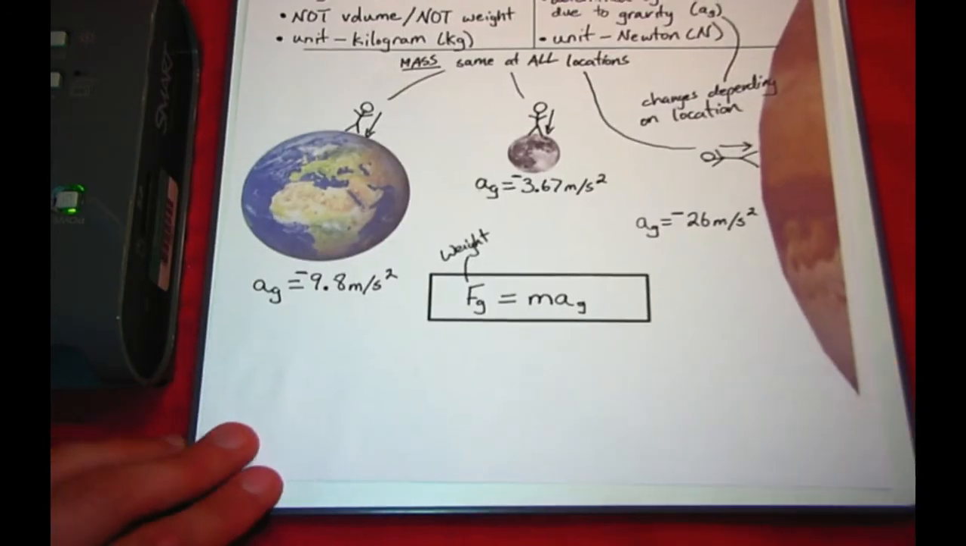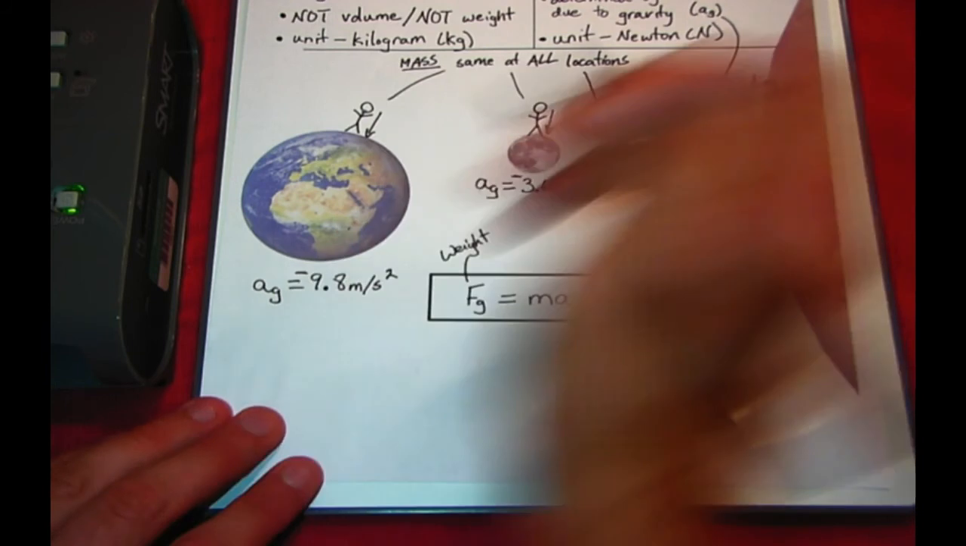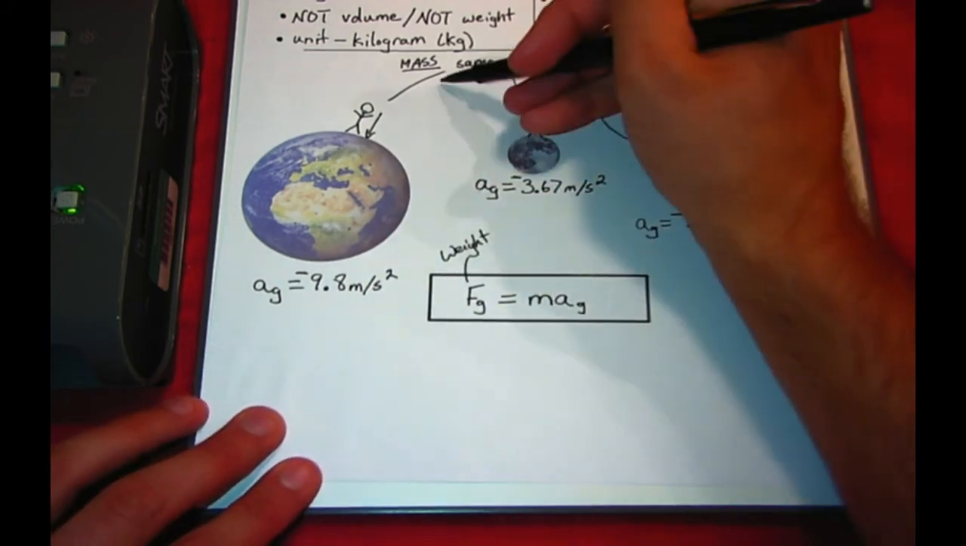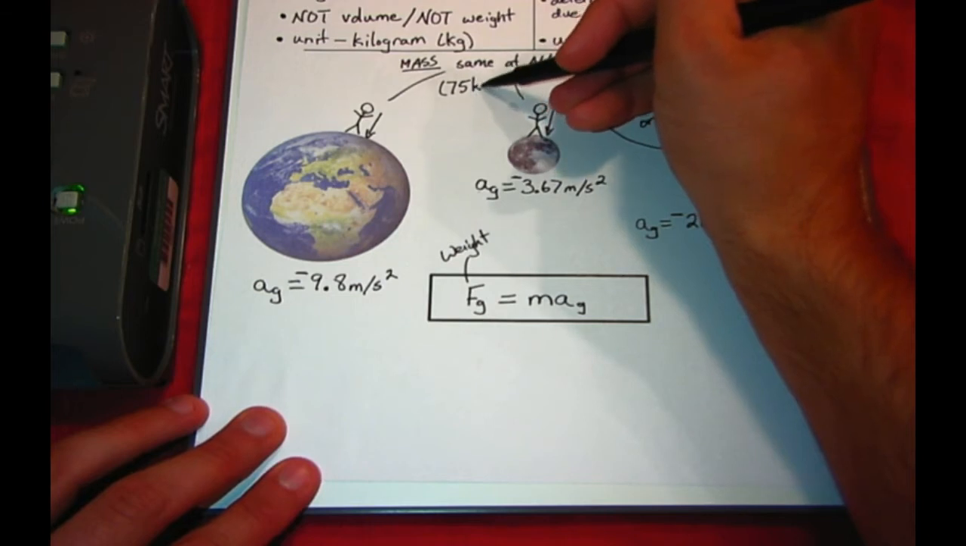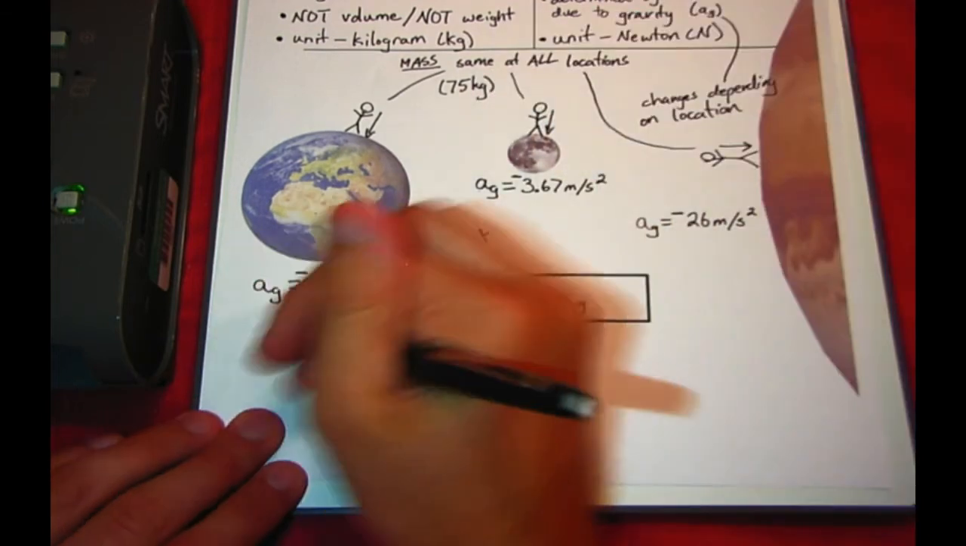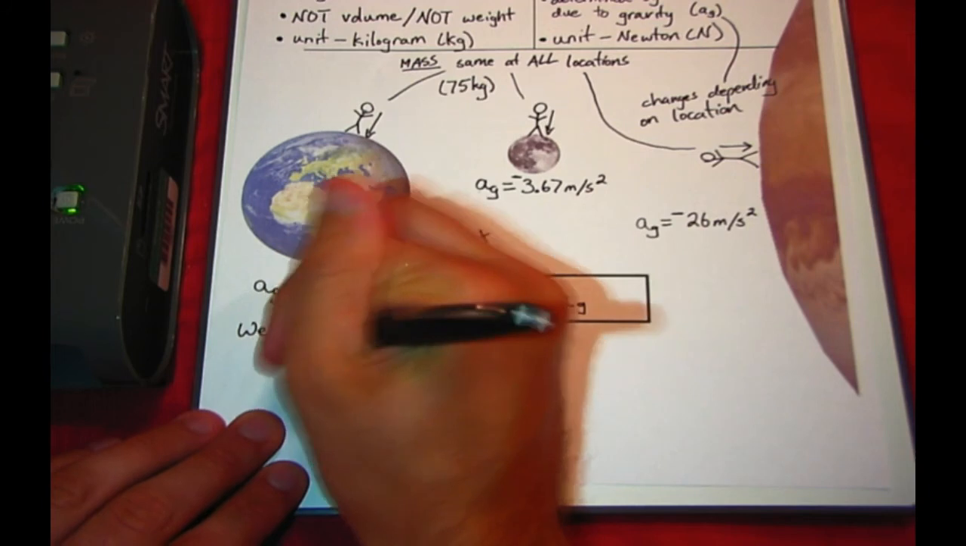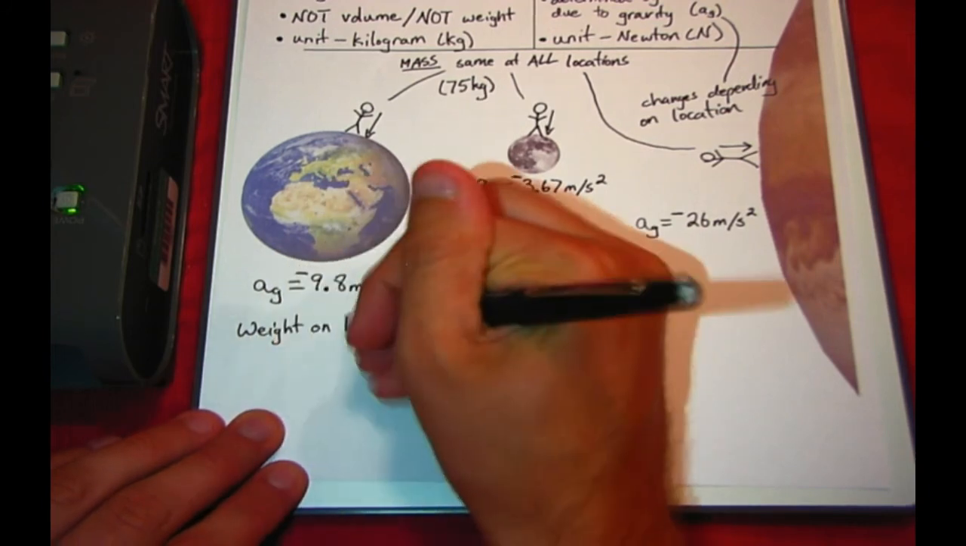But let's actually calculate his weight on these planets. So, and let's give him a mass. His mass is going to be 75 kilograms. All right, so let's find this person's weight on Earth.